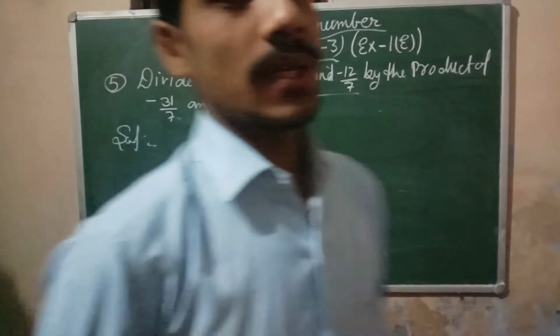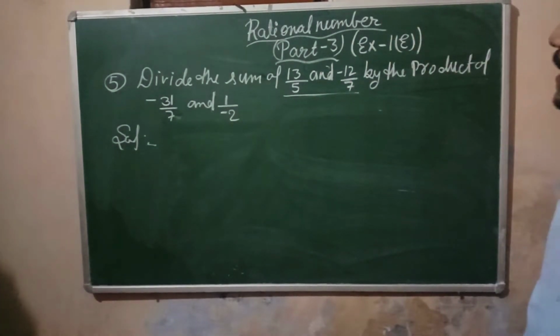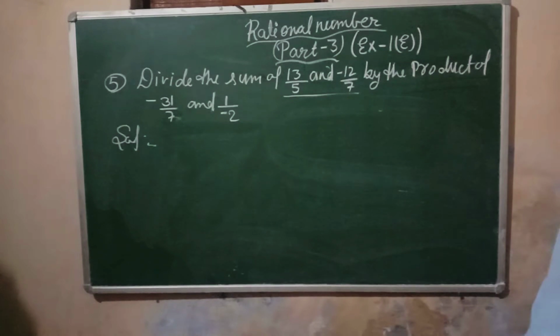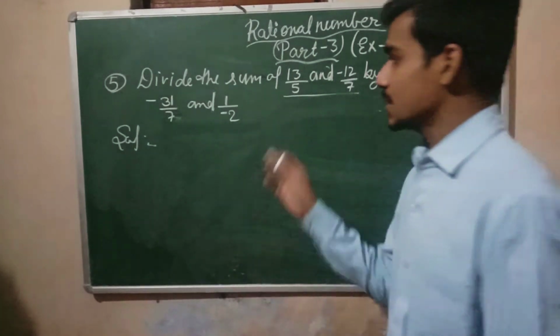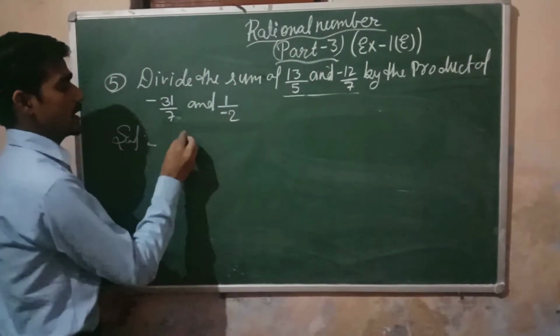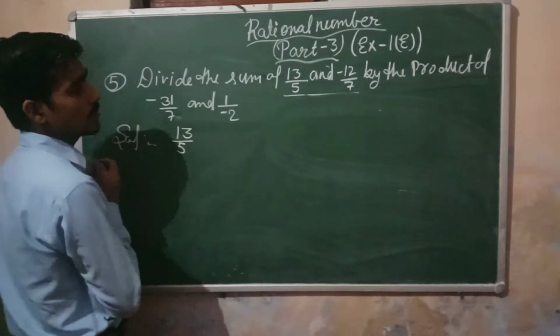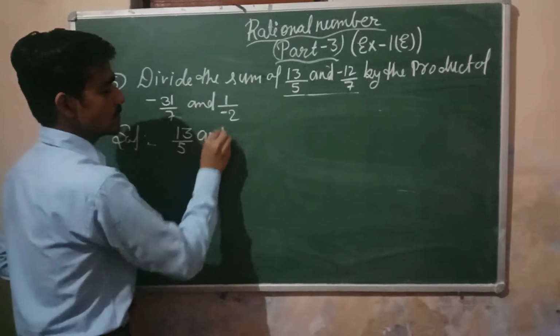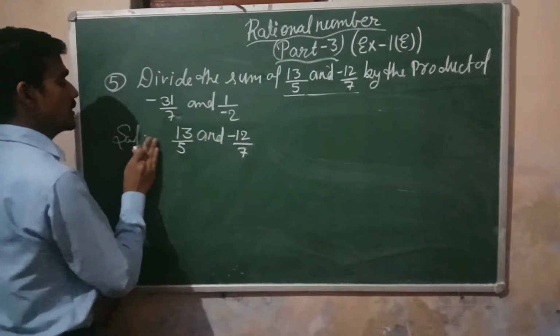Student, see question number 5. Divide the sum of 13 upon 5 and minus 12 by 7 by the product of minus 31 by 7 and 1 upon minus 2. Look at here. First of all, you will find the sum of these rational numbers and write here 13 upon 5 and minus 12 upon 7. Clear student?